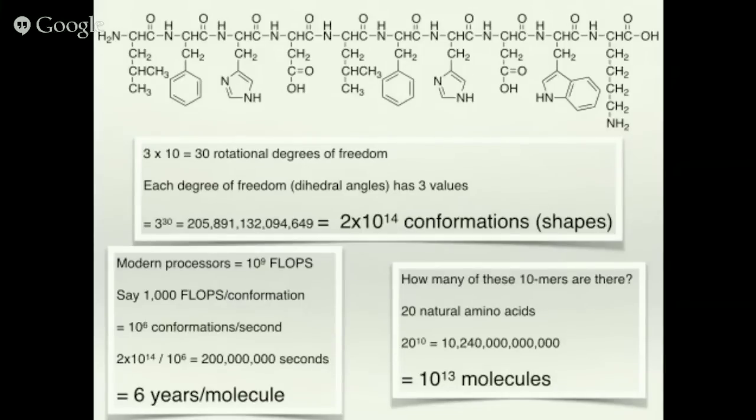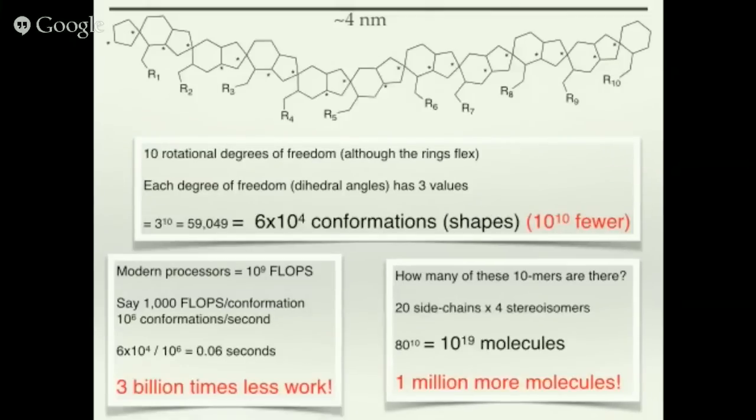All right, 6 years for one molecule. And then there's the question of how many of them there are. If you take all the 20 amino acids and you put them into every position, in every permutation, there are 10 to the 13th different molecules that you would want to search through in order to find one that does something like mimic insulin or bind human growth hormone receptor. These are huge numbers, a huge problem for computational design of molecules.